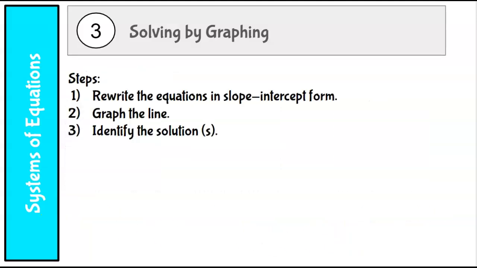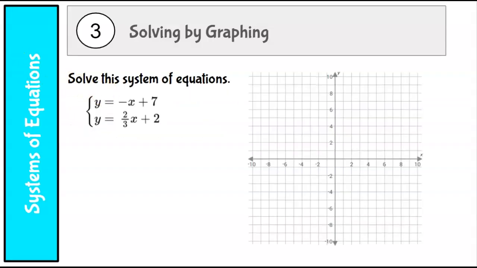Let's talk more about how you solve by graphing. So here are the steps. 1, if it's not already in slope-intercept form, you should rewrite it in slope-intercept form. Then 2, you graph the line, and 3, identify the solution or solutions where they cross. All right, let's begin by graphing. So these are nicely set up for solving by graphing because they're already in slope-intercept form. So I can easily identify that m is -1 and that b is 7.